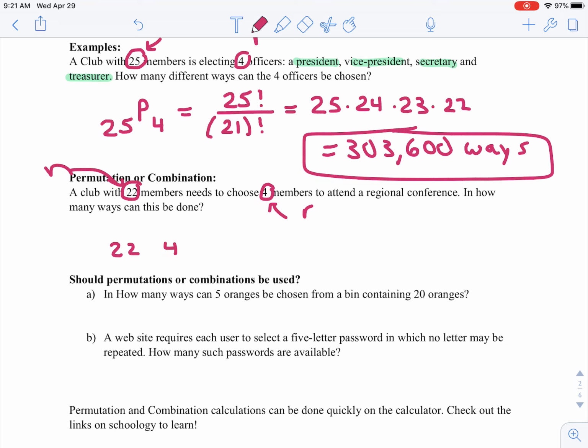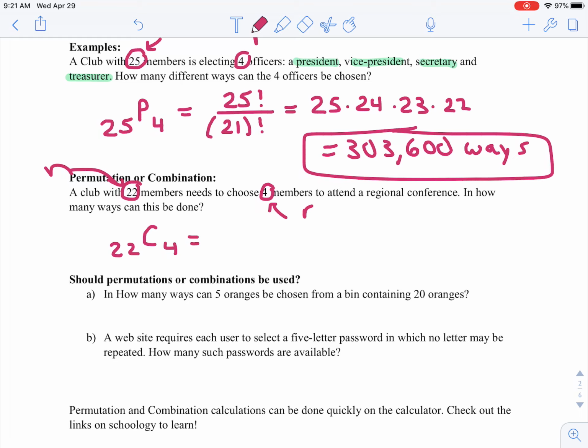Now, does it matter in the order I pick these people? No. If I pick person 1, then person 2, person 3, and then person 4, and then next time I pick person 3, 2, 1, 4, those are still the same 4 people attending the regional conference. So order does not matter. So since order does not matter, this is a combination.